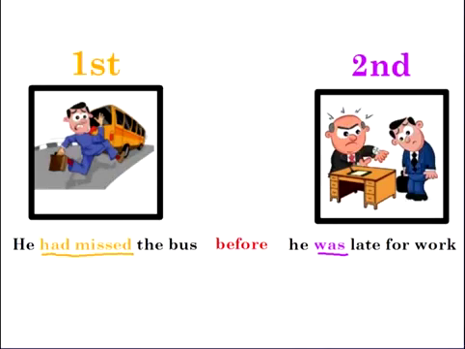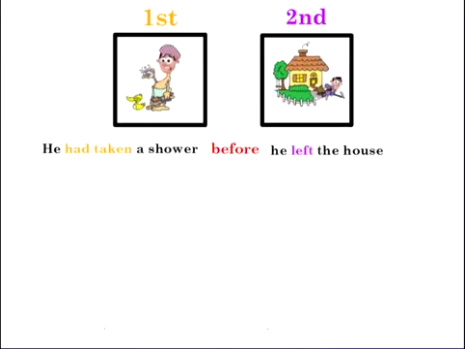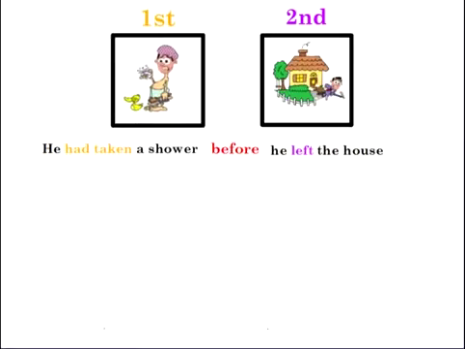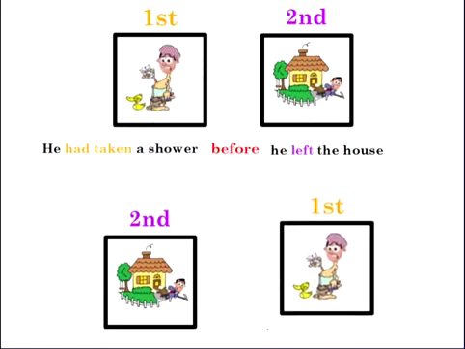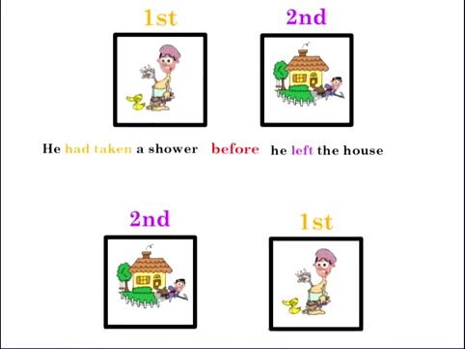Okay. Now, one last thing to think about. So, we said the first action is always the past perfect. And the second action is always the simple past. So I read this sentence like this. He had taken a shower before he left the house. Great, that's a perfect sentence. But we can change the order of things a little bit, right? I can talk about the second thing that he did before I talk about the first thing that he did. And that's okay, but my grammar needs to be the same. So I'm going to say, he left the house after he had taken a shower.